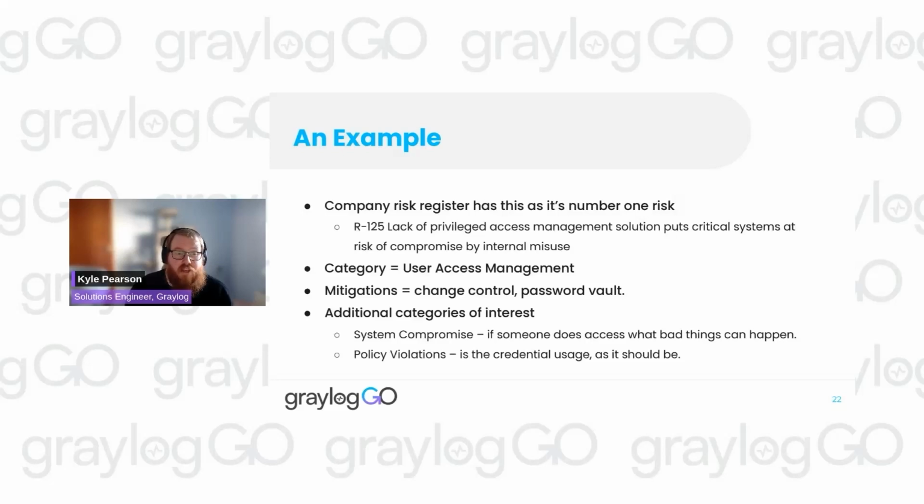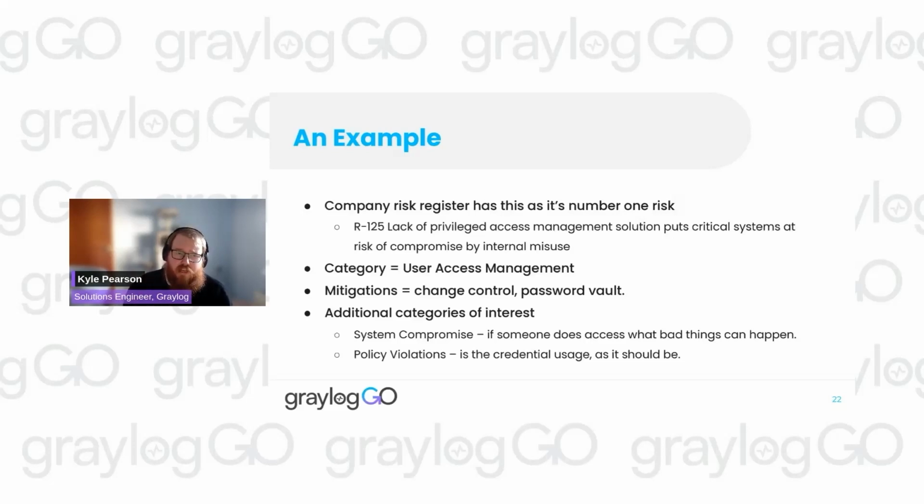So let's go into a really practical example. A company's risk register has this as its number one risk, and this is really common. A lot of people are worried about this. This one specifically is a lack of a privileged access management solution, which means all our critical systems have this risk of internal misuse, whether that's malicious or just accidental. We have this worry that sensitive information might get leaked.